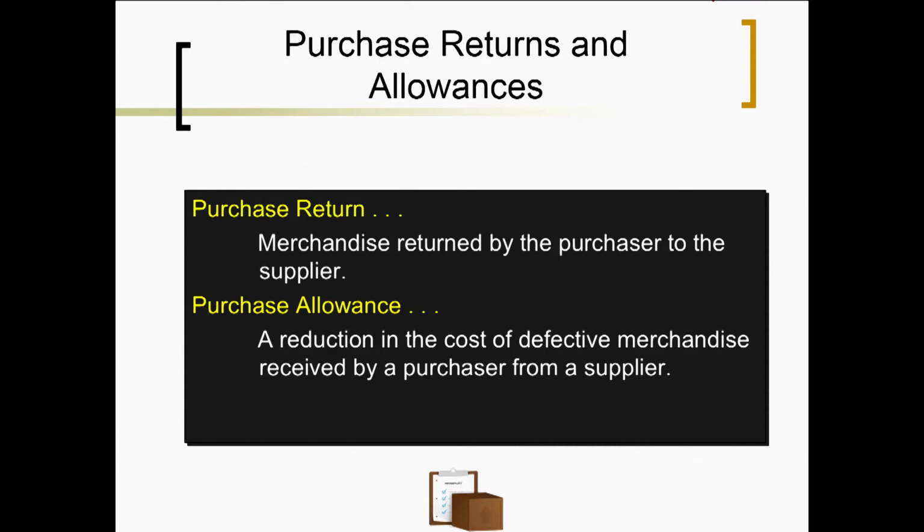Let's talk about purchase returns and allowances. Purchase returns and allowances. These actually are similar, but they're different. When we account for them with journal entries, they actually look really similar, but again, they're different. Purchase return.